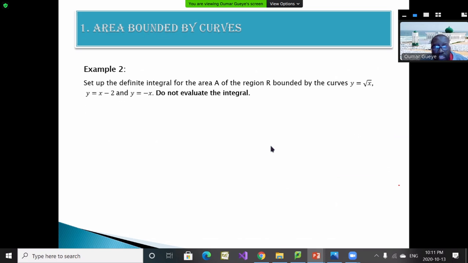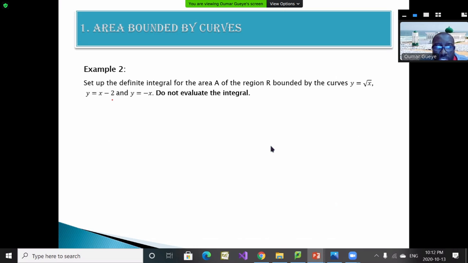We have three functions in this case. We have y equal to root of x, y equal to x minus 2, and y equal to negative x. Again, you guys can see here, the interval of integration is not given. We don't know the values of a and b for the integral, so we have to find them. Again, the three functions are in terms of x, so it means we need to find the x coordinates of the intersection points. But if you want to get the intersection points, you have to take two functions at a time, and you check all combinations.